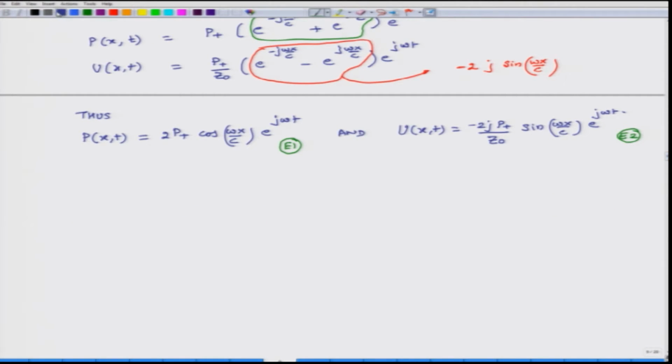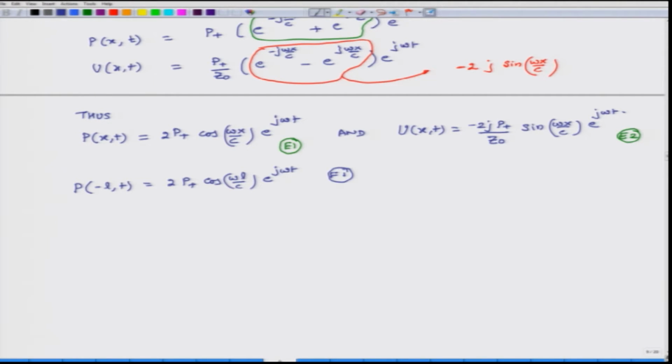So, the value of complex pressure at minus L, t is equal to 2 P plus, and I substitute x equals minus L. So, I get cosine omega L over C times e to the power of j omega t. So, I call this F 1.